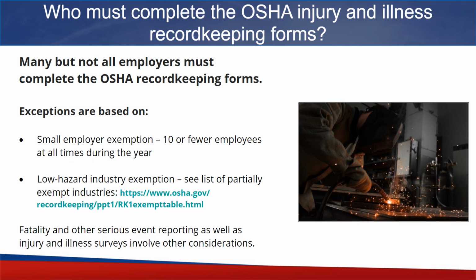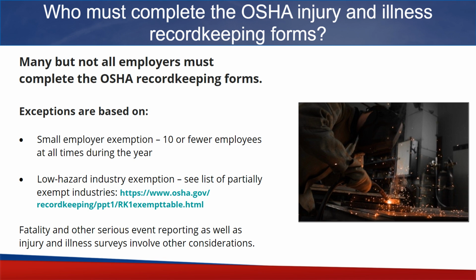This exemption is based on the employment of the entire company rather than the establishment. For example, if a company has 2 establishments, one with 5 employees and one with 7 employees, the company must fill out the forms for each establishment because the company employment is greater than 10.